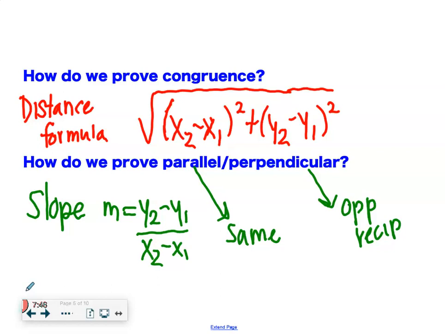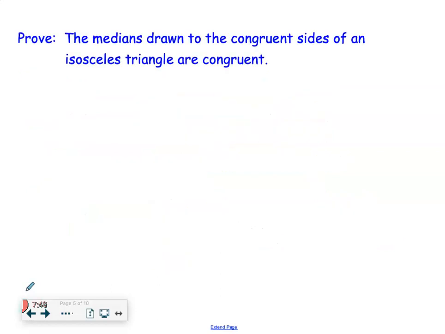Alright, let's try a proof of this nature. It says, show that the medians drawn to the congruent sides of an isosceles triangle are congruent. Okay, so step 1 is we have to give ourselves a picture. So let's draw ourselves a little picture of an isosceles triangle, kind of off to the left side somewhere. Draw yourself a little coordinate grid, like this. Okay.